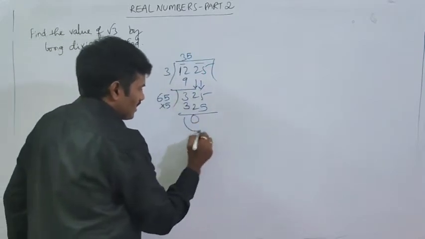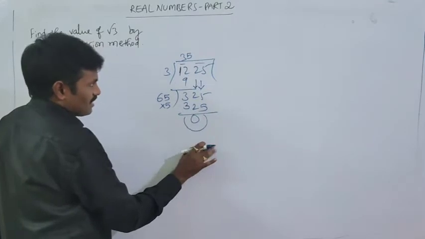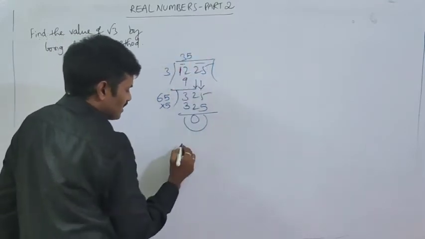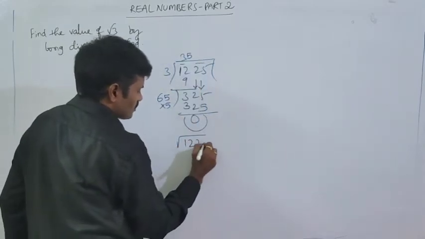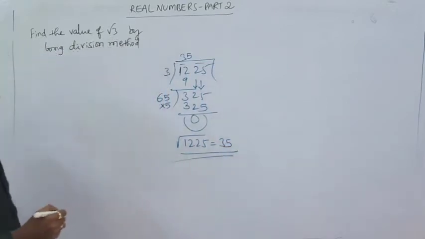Here I got remainder 0, so the procedure is completed. At what quotient did I get the remainder 0? At 35 I got remainder 0. So the square root of 1225 is 35.